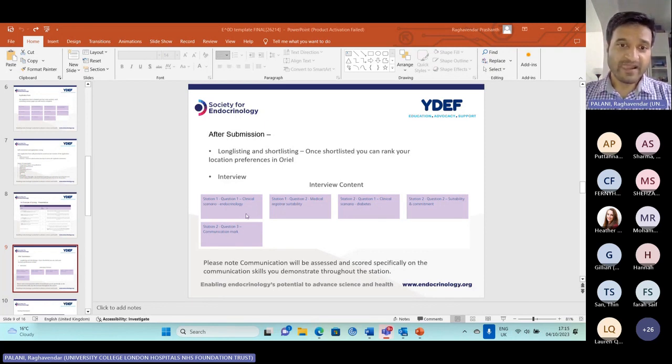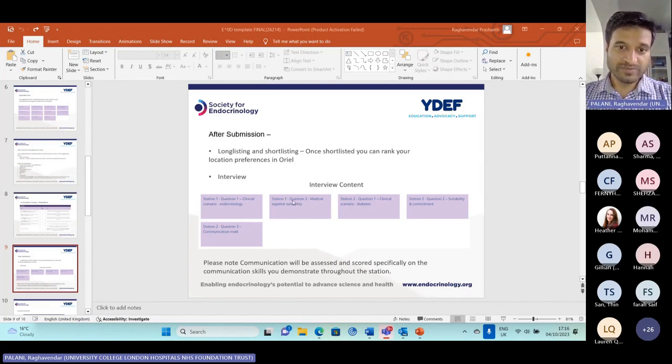Essentially, there are 4 stations, and the 5th is communication skills, which will be assessed across these 4 stations. So there's no separate communication skills station. The way you communicate in all these 4 stations is how it is taken. The first station would be clinical scenario endocrinology, and station 2 would be medical registrar suitability. The thing to remember in clinical scenario endocrinology is that this is a clinical scenario, so you need to prepare for common endocrine conditions like acromegaly, Cushing's, primary hyperparathyroidism, etc.